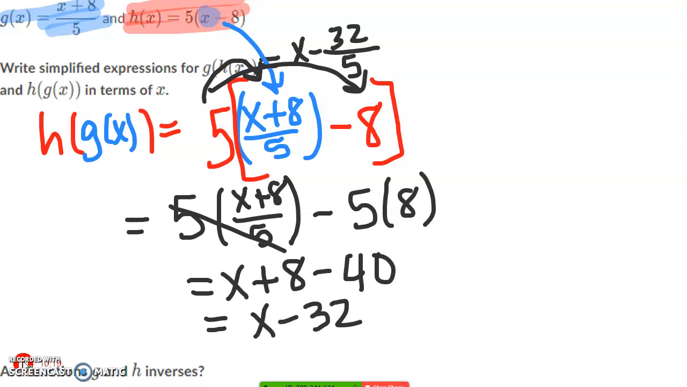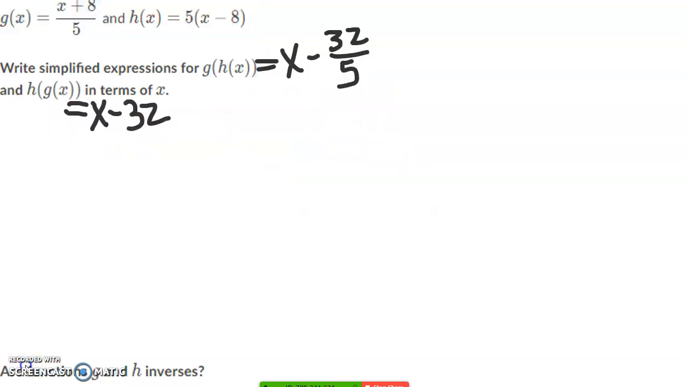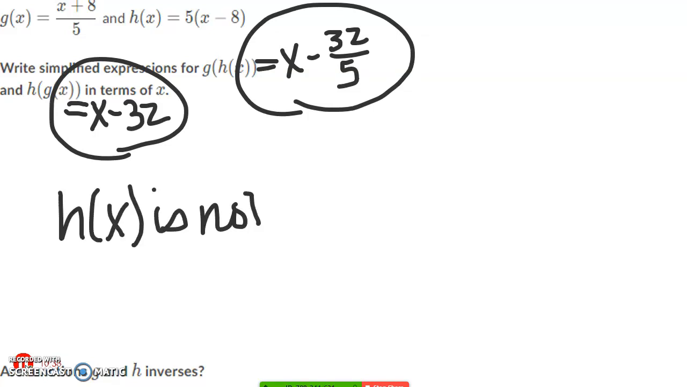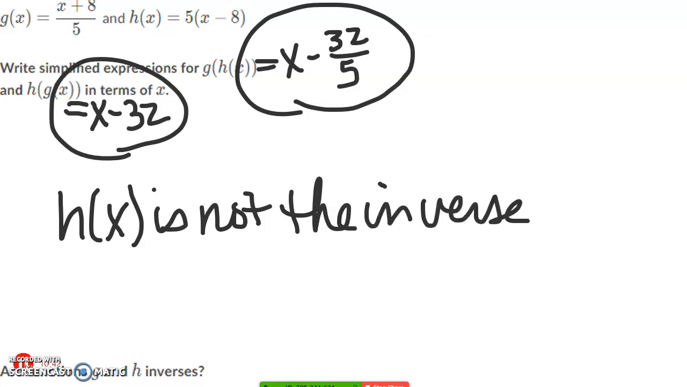So are these the same answer? Well, no, obviously they're not. x minus 32 fifths is not the same answer as x minus 32. So h of x is not the inverse of g of x. Okay, hopefully that's helpful for you.